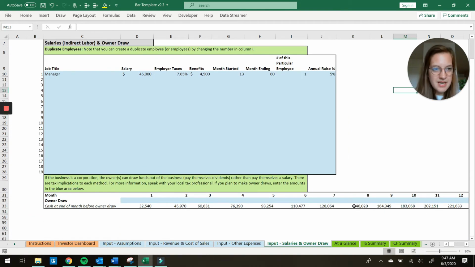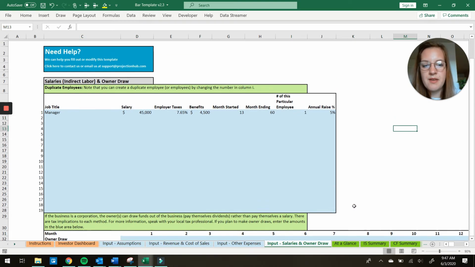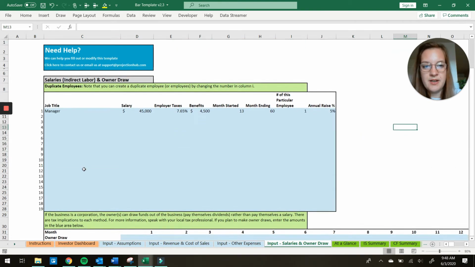Our last input tab is the input salaries and owner draw tab. Owner draw can also be called dividends, depending on how you want to phrase it. So here you can enter any salaried employees. In this case, we have a manager in here as an example. So you can enter their job title, their annual salary, any employer taxes and benefits, their starting month, ending month, just in case you plan to switch up hiring in the middle here. And then number of particular employees, so you can enter duplicate or triplicate employees by just changing that number there. Maybe you have 10 managers, whatever you'd like, you can enter it here. And then we also allow for an annual raise percentage.